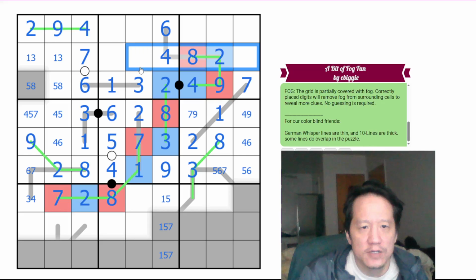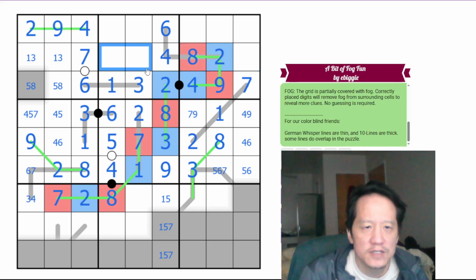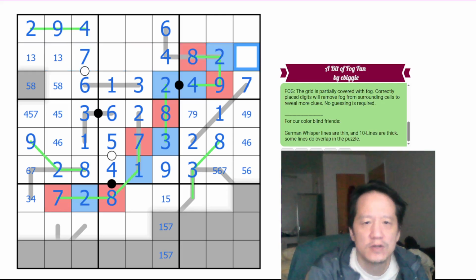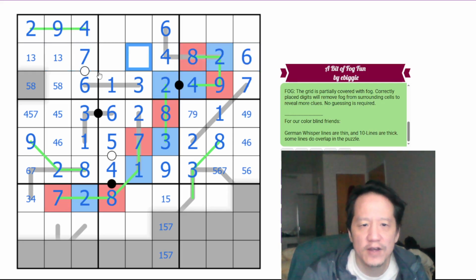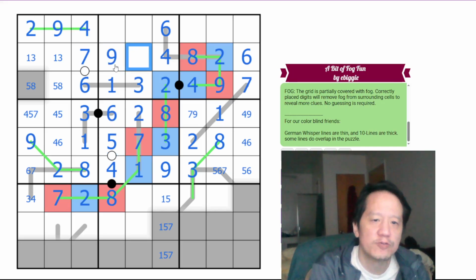Remaining digits in row 2 are 5, 6, and 9. 6 cannot be here, though. Where is a 6 in row 2? It must be here. So this is 6. This is a 5, 9 pair, but this can't be 5 because of that 5. So this is 9, which makes that a 5.